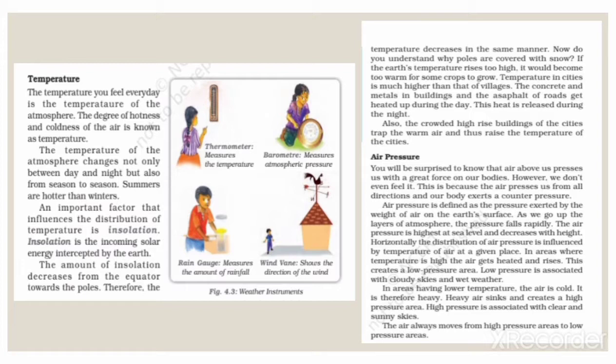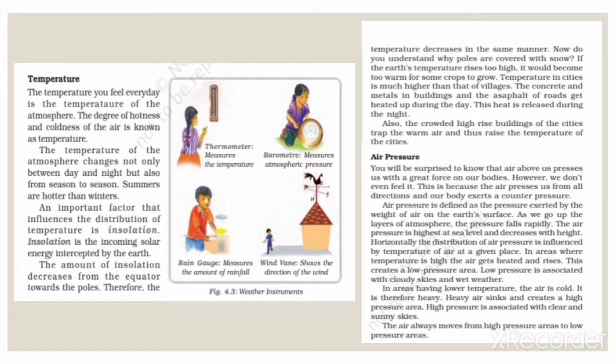Now you are experiencing a cool temperature, isn't it? Neither too hot nor too cold. It is pleasant. But in the winter, it will be too cold, and in summer, it will be too hot. The heat is derived from the incoming solar energy received by the earth. Because of the heat, the day temperature increases. The insolation decreases from the equator to the poles.